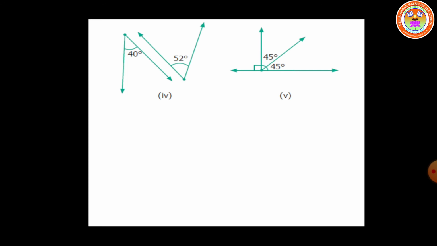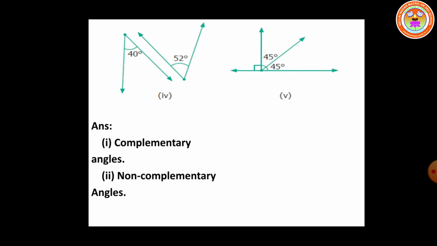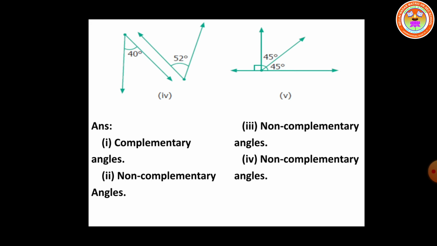Next one you see, both the angles are 45 degree and 45 degree. When we add 45 degree plus 45 degree, you get 90 degree. Therefore these angles are complementary angles. So the answer becomes: first one complementary angles, second one non-complementary angles, third one non-complementary angles, fourth one non-complementary angles, fifth one complementary angles. Let us move to the next one.